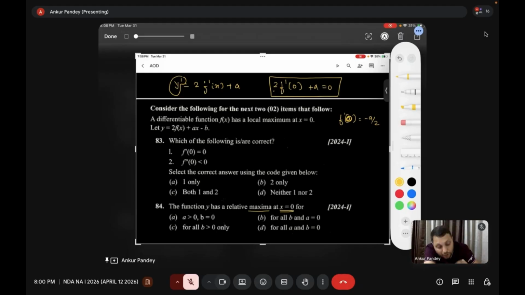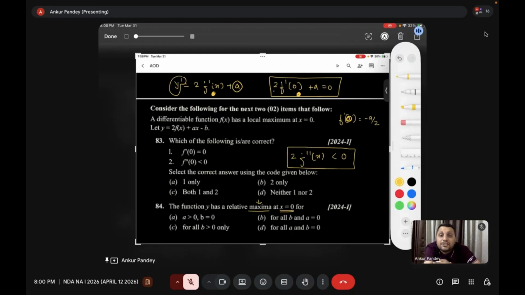Second, for having again the same maxima, the second derivative of this part, what is the second differentiation? 2 as it is, f double differentiation of x. Differentiation of a is 0. This has to be less than 0. Yes or no? Right?